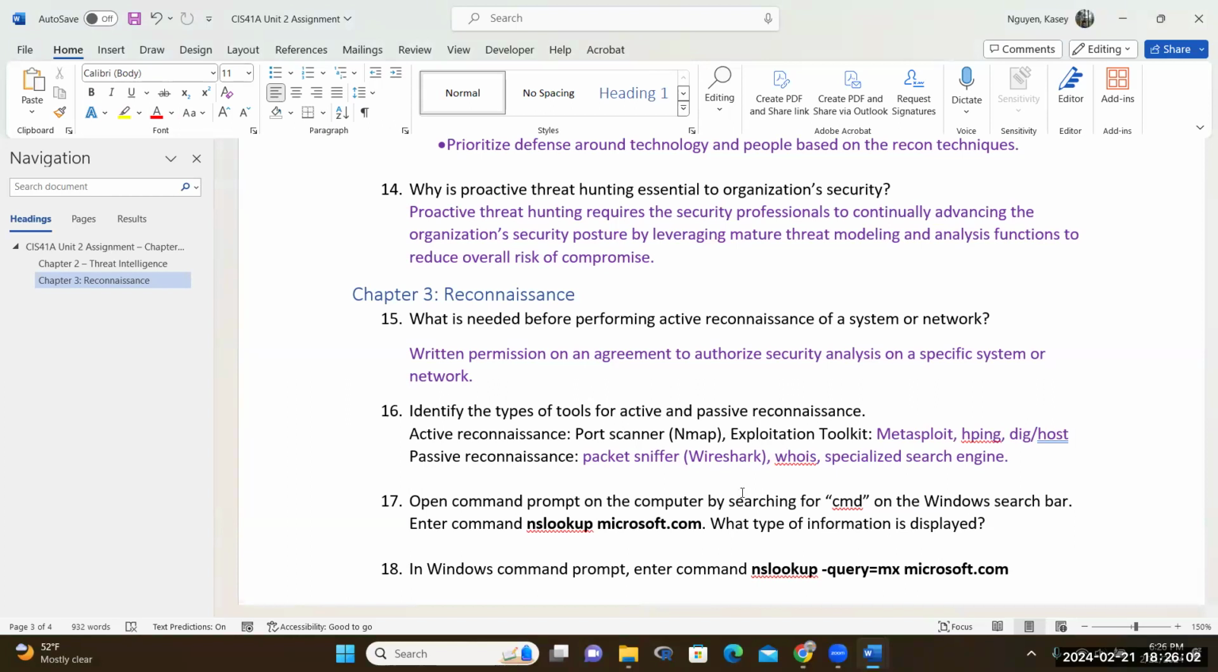So a way that we can find out system information is actively scanning it, or we would use other tools to find out what it's seen as. So when you're using a port scanner like Nmap, an exploitation toolkit like Metasploit, hping, or the dig command, those are active recon. It's likely that it would see who's asking. Your system is asking the other system for its information, so it's going to see who's asking. Your passive recon is a packet sniffer.